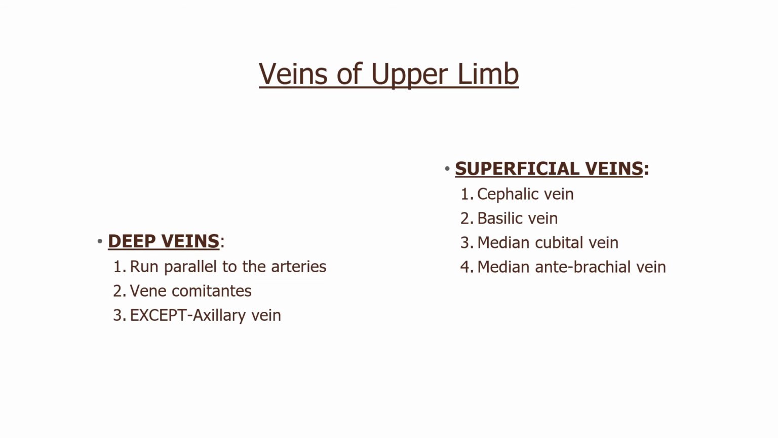There are two sets of venous system present in the upper limb, deep veins and superficial veins. Deep veins run parallel to the arteries and are called venae comitantes. There is an exception to this, the axillary vein. The axillary vein isn't the vena comitans of the axillary artery.